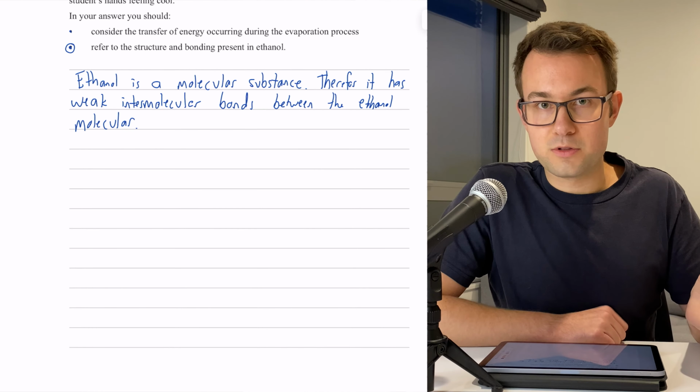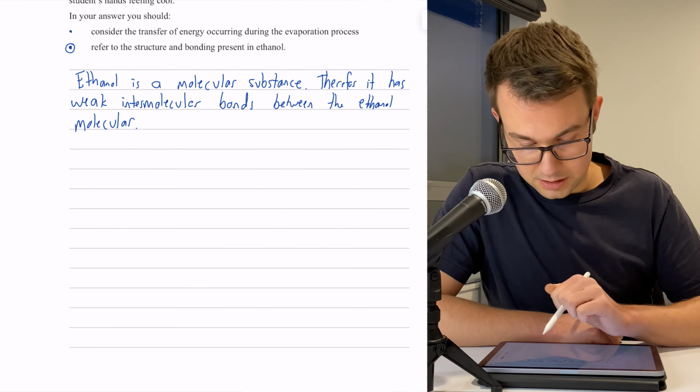So how are we going to put this into the answer? Okay, so ethanol is molecular. Cool. It's got these weak intermolecular bonds between the ethanol molecules.